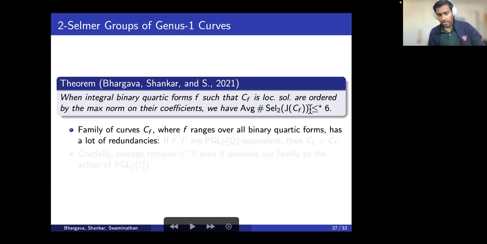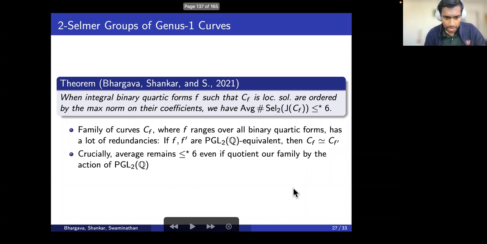Now, if you look at this family of curves CF, where f ranges over all binary quartic forms, there's a lot of redundancies in there. Because if f and f prime are, say, PGL2Q equivalent binary quartic forms, then CF and CF prime are isomorphic. So ideally, what we would want to do is quotient the family of binary quartic forms by this PGL2Q action and prove the theorem on that quotient family. And we're actually able to do that. So crucially, the average remains at most 6 with expected equality, even if we quotient the family of binary quartic forms by the action of PGL2Q.